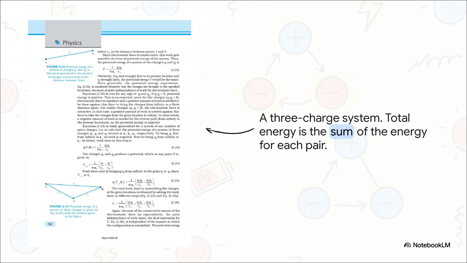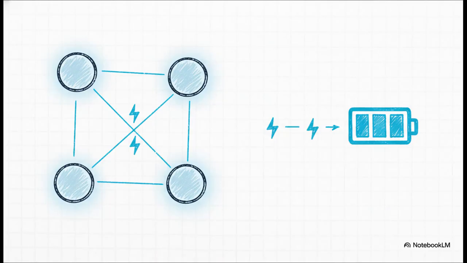That's superposition. So to find the total energy of the whole system, you just have to be a good bookkeeper. You calculate the energy for the first pair we made, Q1 and Q2. Then you calculate the energy between Q1 and Q3, and finally the energy between Q2 and Q3. Just add up the energy for every unique pair, and that's your total.